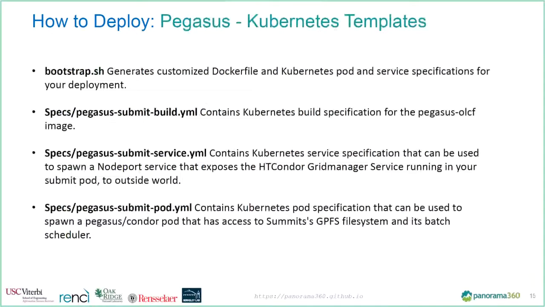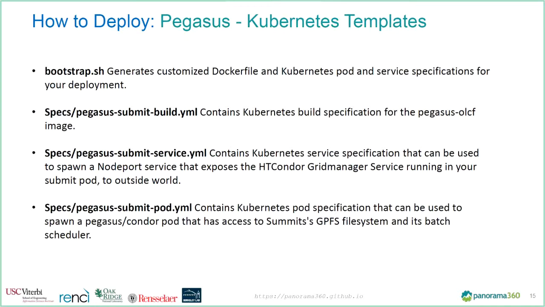So in our GitHub repository for the Pegasus Kubernetes deployment, we have some templates. And these templates, we can basically break them down into 4 files. One is the bootstrap, and this is used to customize the Docker files and the Kubernetes pod, service, and build specifications for your deployment.